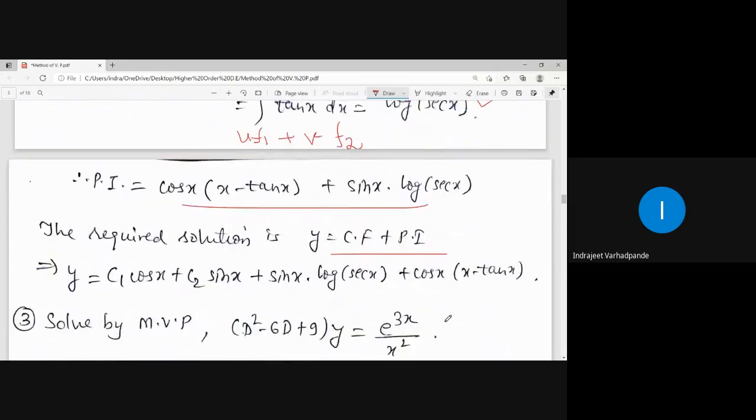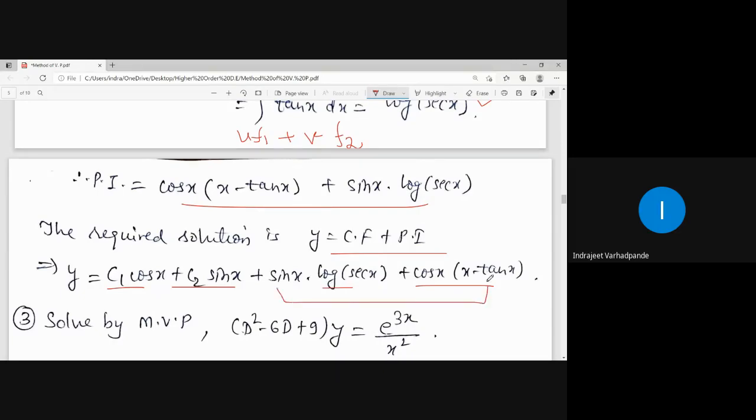I hope this is clear. So final answer is C1 cos x plus C2 sin x plus sin x into log of sec x plus cos x into x minus tan x. This portion is particular integral, this portion is complementary function. Is that okay?